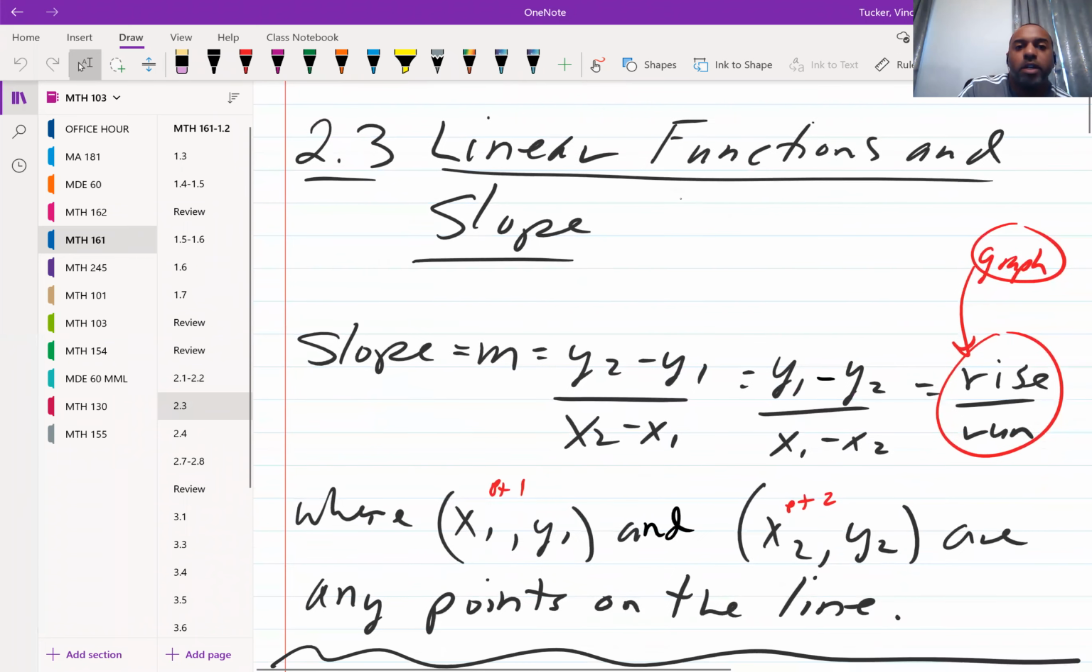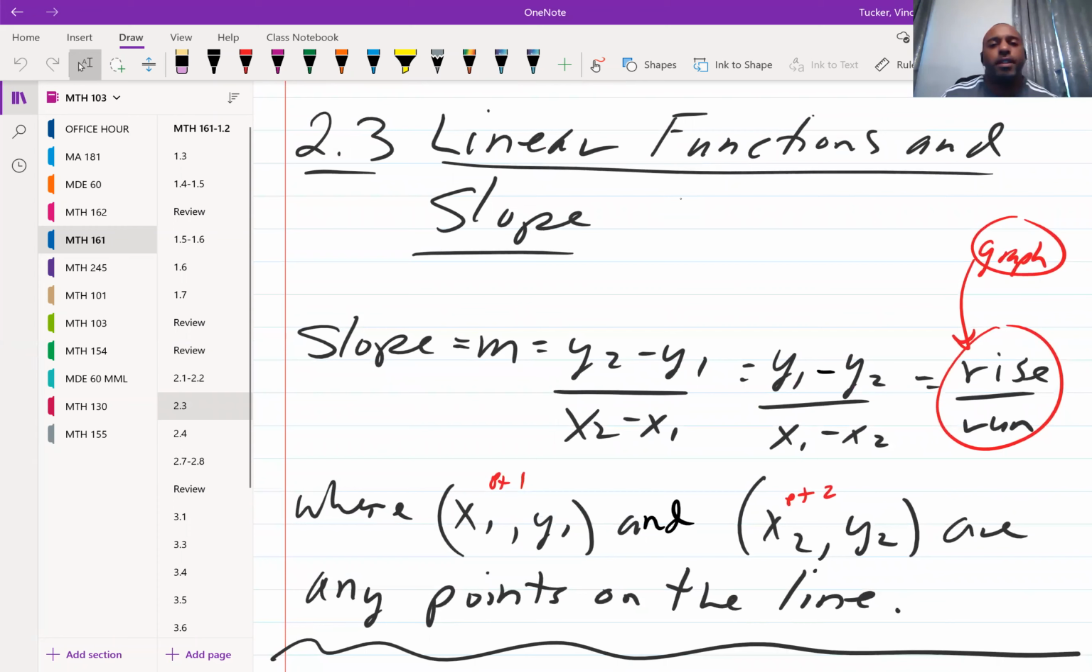All right, so 2.3 takes us into slopes. So linear function and slope. When you talk about slope, we're talking about exactly what it sounds like. It's like the slope of a line, slope of a mountain, slope of your ramp or roof. So you're talking about the incline or the steepness or the slant of a line.